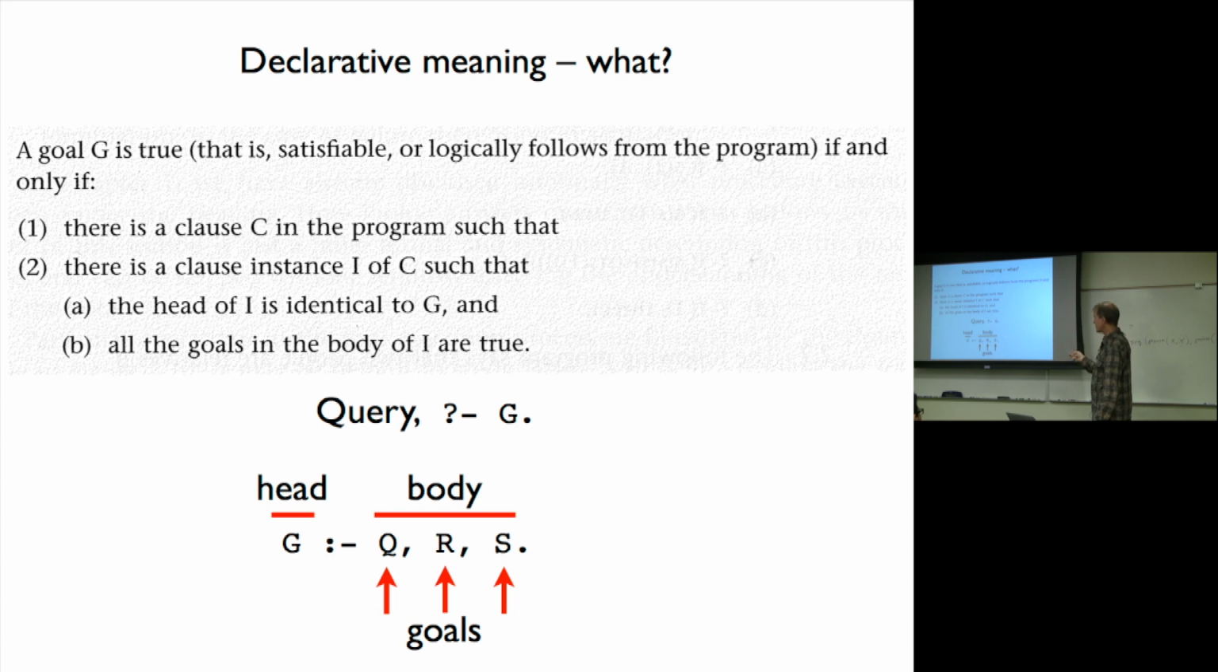So does everybody see that this whole thing is the clause, right? Clause in the program. And what is the head of this clause? G. And so if that has to be identical to this, are you with me? So G has to match this. And then all the goals in the body. So each one of these are goals. So this is the head, this is the body, and these are the goals. Does everybody see how that works?